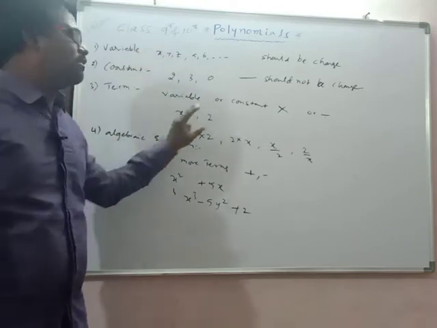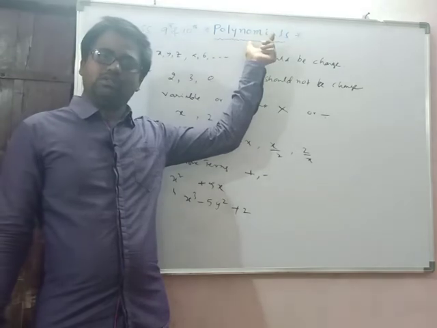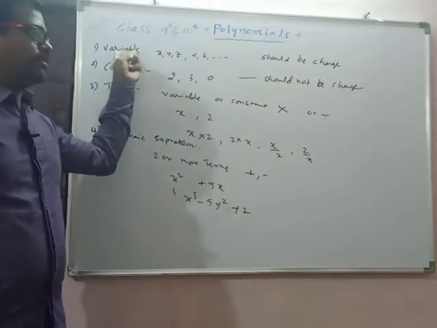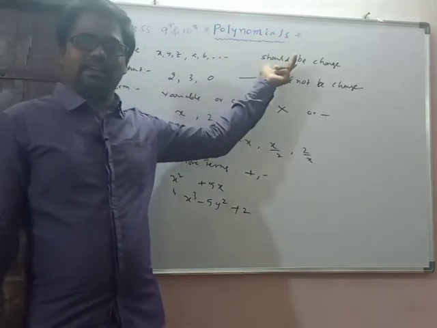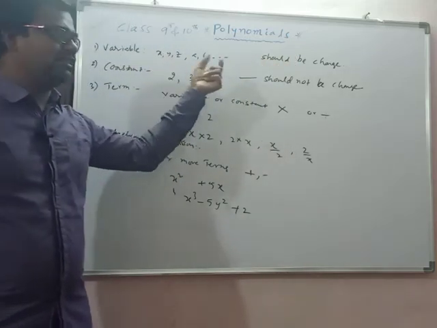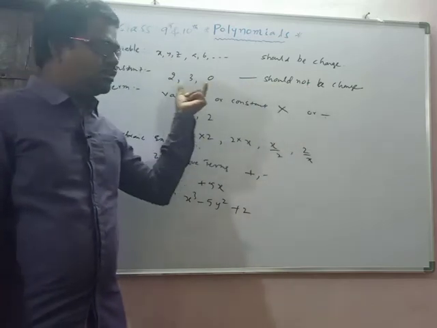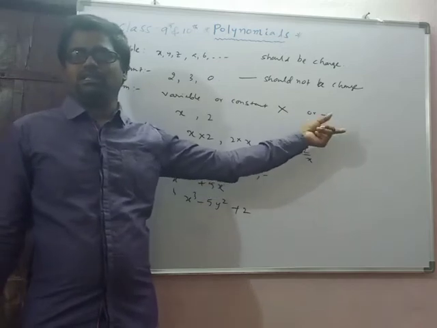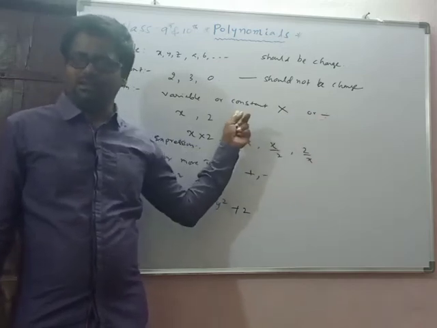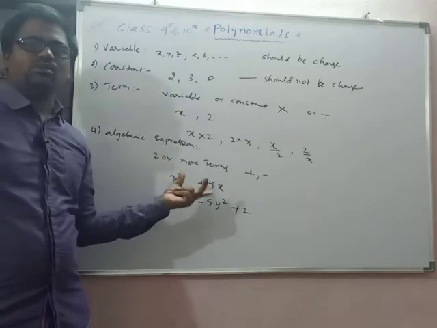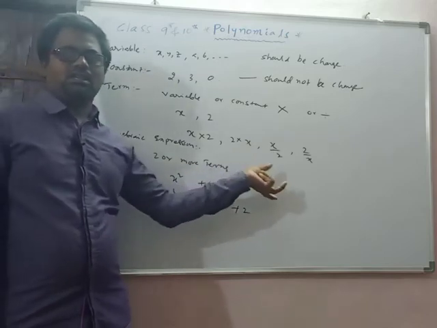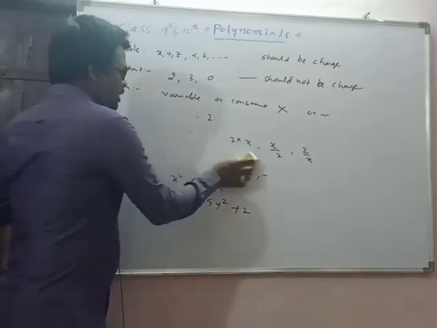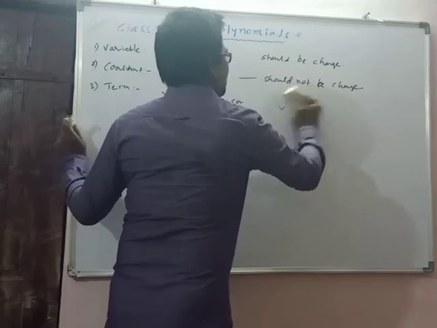These are the basics of polynomials. If you want to know about polynomials, first of all you should learn these basics. What is a variable? A value that is changing every time. What is a constant? The value should not be changed. What is a term? Variables or constants which are applicable to multiplication or division. And an algebraic expression means two or more terms which are applicable to addition or subtraction.